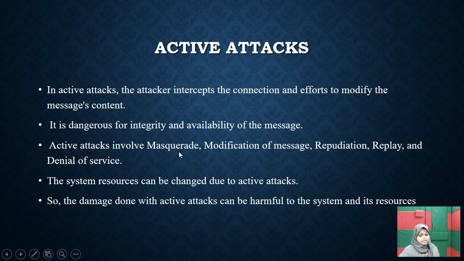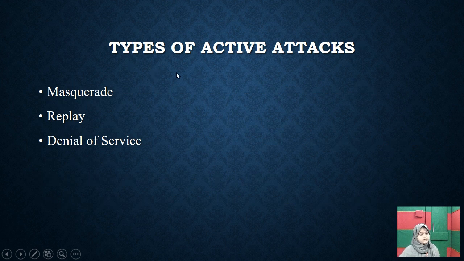Active attacks involve masquerade, modification of messages, repudiation, replay, and denial of service. These are the different types of active attacks. The system resources can be changed due to active attacks, so the damage done can be harmful to the system and its resources. Okay, so what are the different types of active attacks? The first ones are masquerade, replay, and denial of service. We'll see each of them with a very clear description and a very good example.